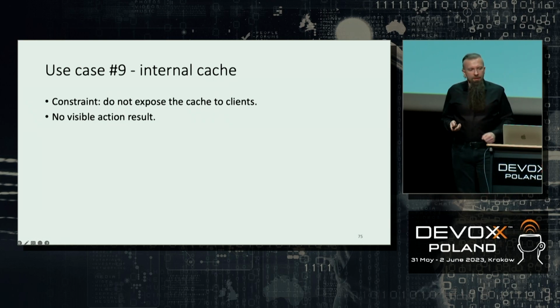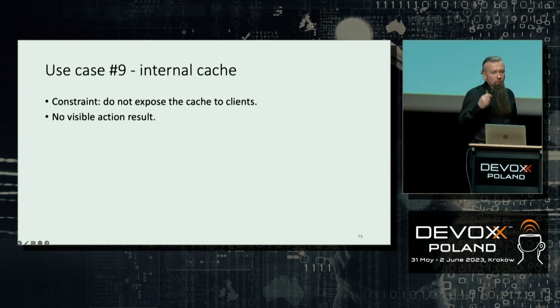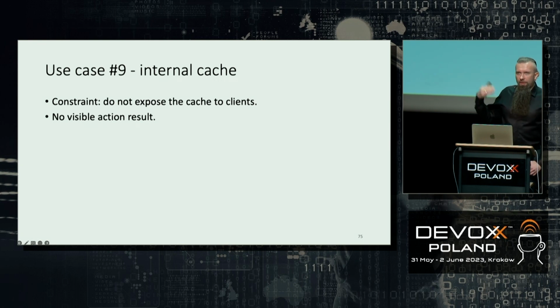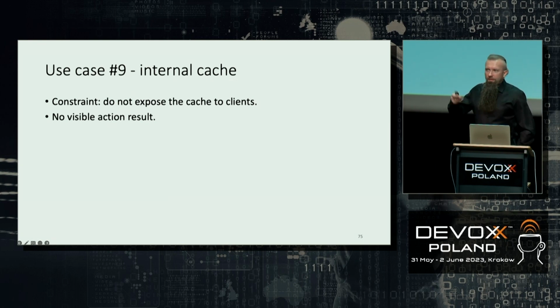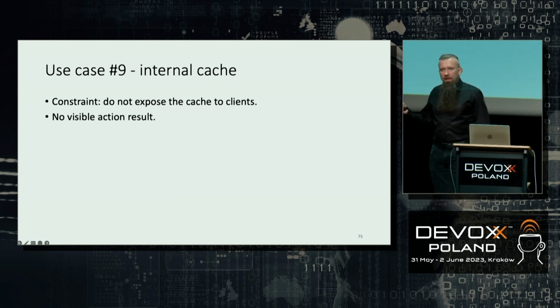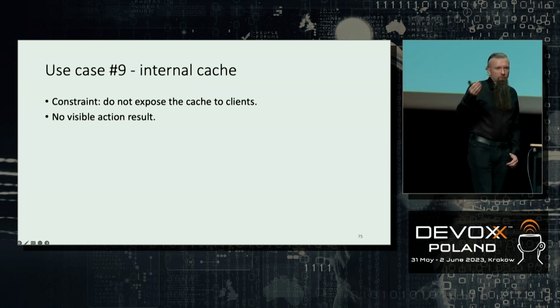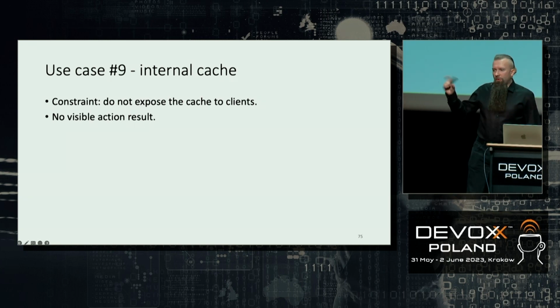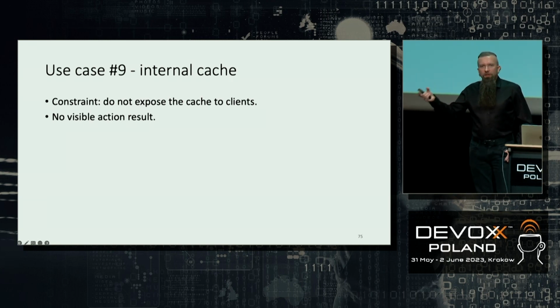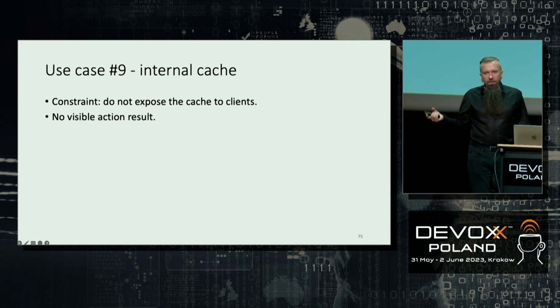Use case number 9, internal cache. Constraint: do not expose the cache to the client, and our application is going to use the cache. In fact, from the point of view of the unit test we have no visible action result, because if we are making some request to the database and it uses the cache, the speed is almost the same with the cache and without the cache.